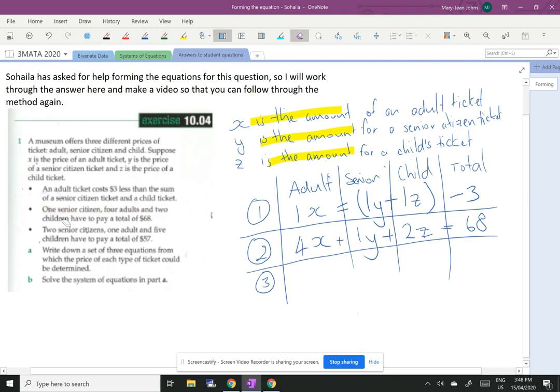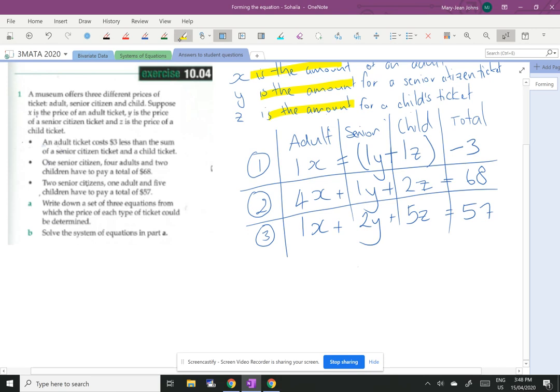Let's have a look at our last combination. We've got two senior citizens. We've got one adult. And we've got five children. And they give a total of $57. Now, obviously, this one is not set up the way that our calculator likes. And I think that's why Sohaila was having a little bit of problems with it. And I think that this might be a situation for a couple of you. So let's have a look.